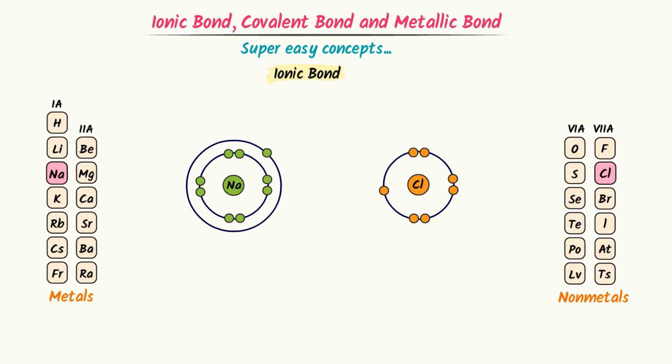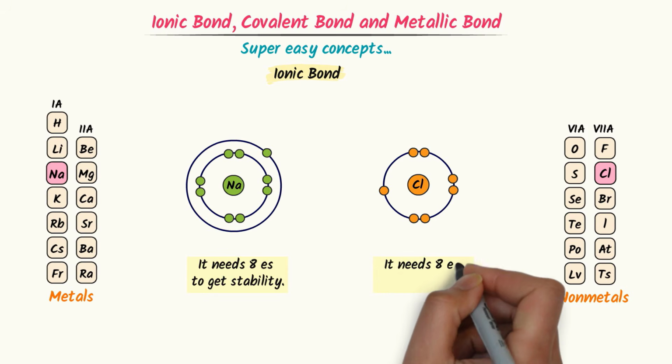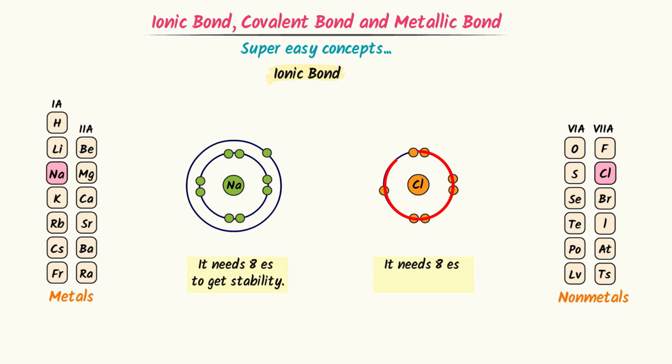According to the octet rule, the sodium atom wants to keep only 8 electrons in its outermost shell to get stability. Similarly, chlorine also wants to keep only 8 electrons in its outermost shell to get stability. We can see that there is only one electron present in the outermost shell of sodium.